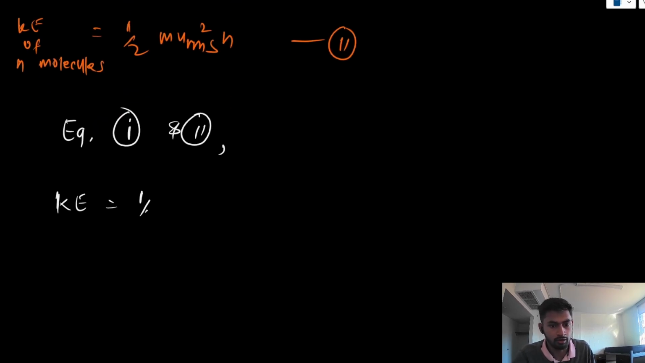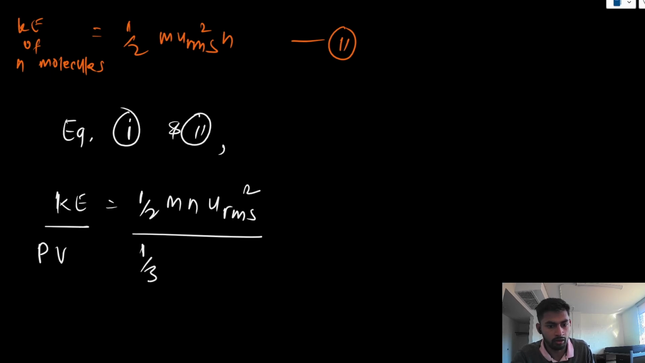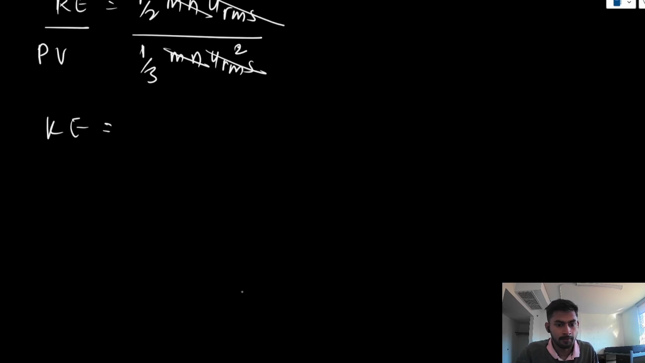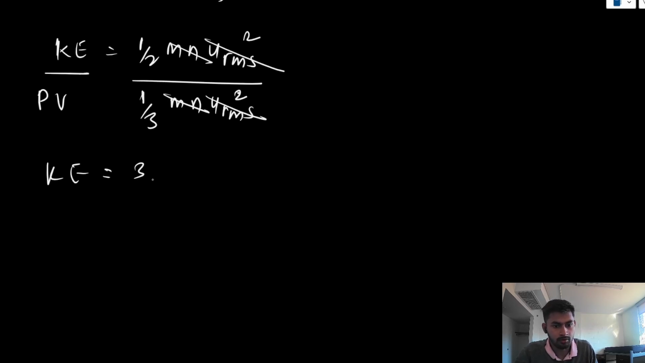then what we get is kinetic energy equals 1/2 m N URMS squared divided by PV, which is 1/3 of m N URMS squared. There's lots of things getting cancelled in this equation, so we cancel those things and we get this equation of kinetic energy equals 3/2 times pressure times volume of the container.